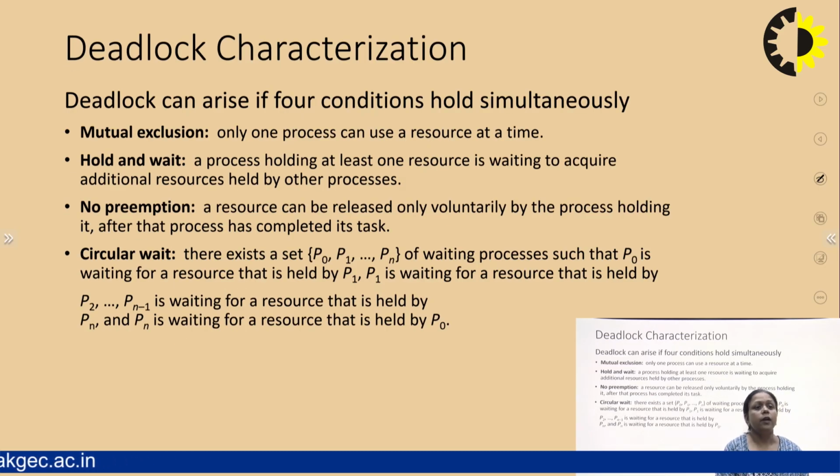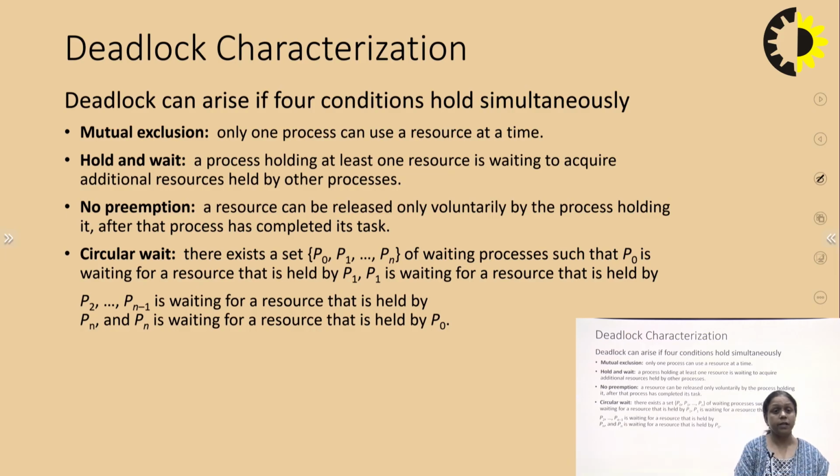Now these are the 4 major conditions for deadlock. If these conditions are met, then deadlock is possible in your system. So, we should understand that these conditions should not be met in our system. For example, the first one is mutual exclusion. Only one process can use a resource at a time. Okay, this is known as mutual exclusion.